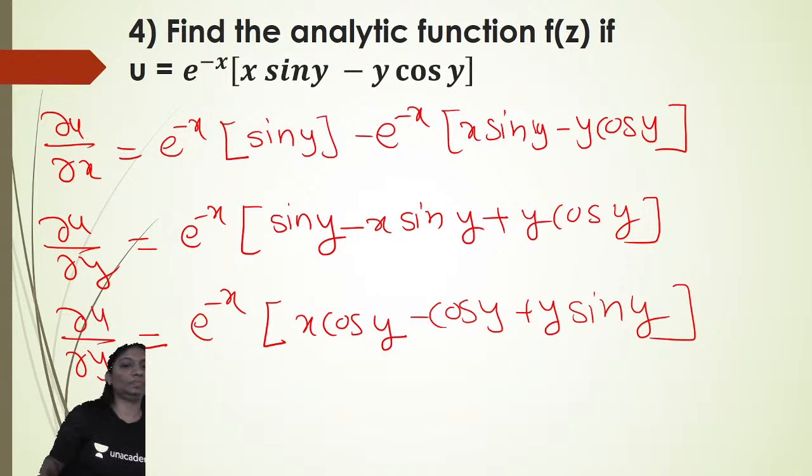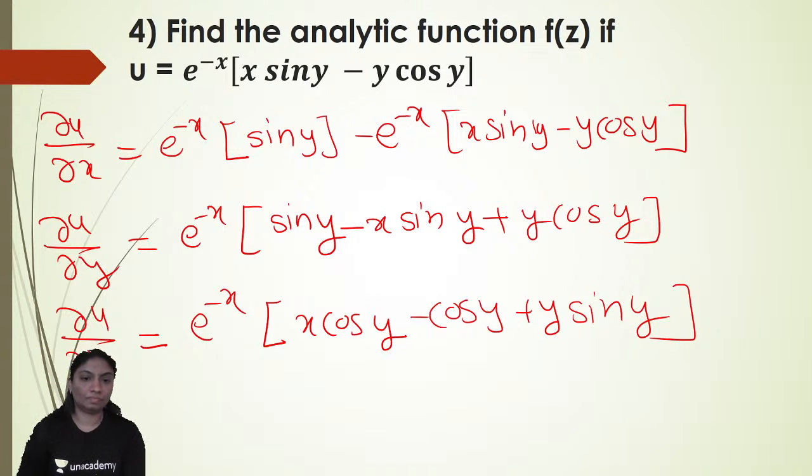Okay. So that is ∂u/∂x and ∂u/∂y. So ∂u/∂x is this. ∂u/∂y is minus x into x cos y minus cos y plus y sin y. Correct. Now we can write f dash of z. So what is your f dash of z?